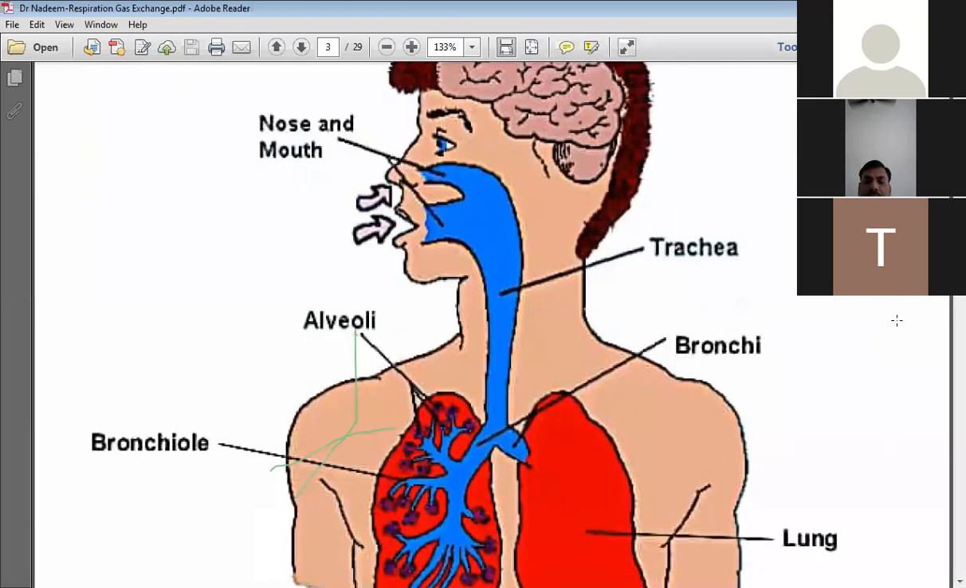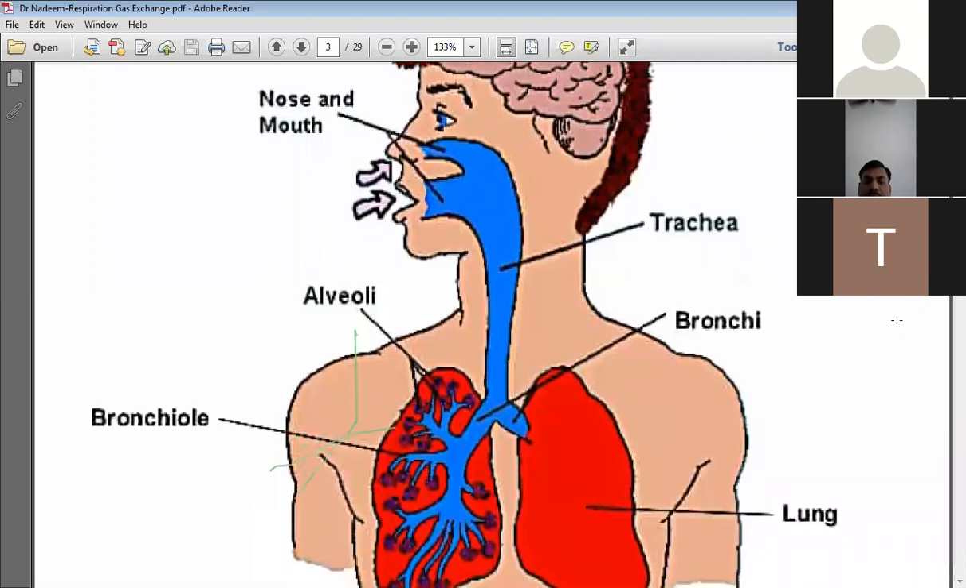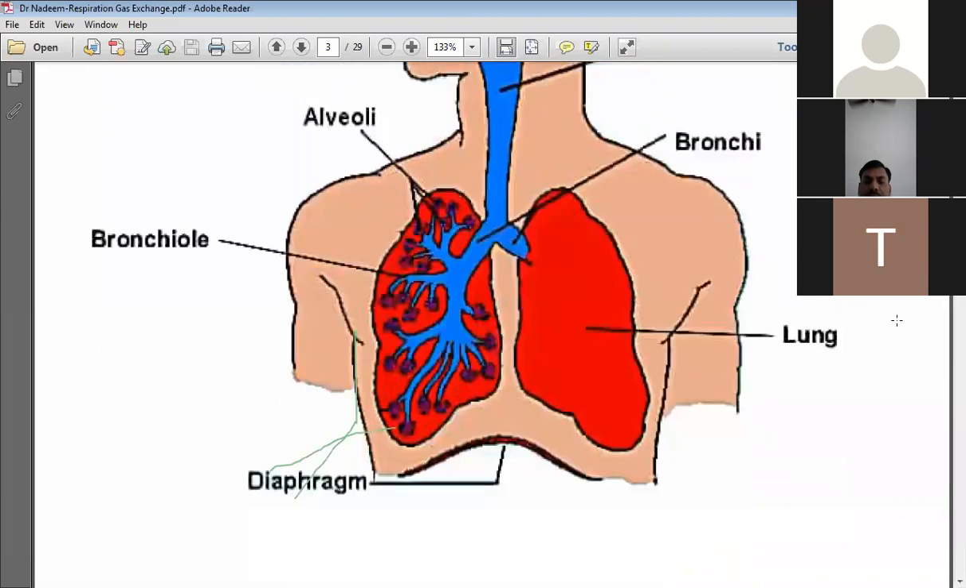The whole respiratory system has the main organ, the lungs, containing alveoli, the site for gaseous exchange, and the supporting organs. The diaphragm is responsible for the process of breathing in and breathing out, that is inhalation and exhalation. During inhalation, it contracts in order to take the air in.